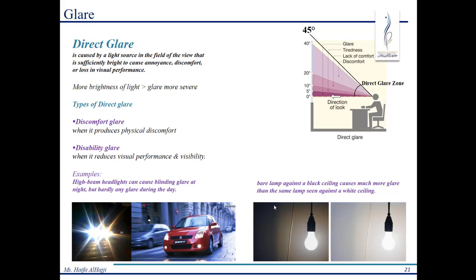Another thing we should also consider, for example, in this condition here, this lamp is causing glare in both conditions, but it's going to be more severe in this condition because the surrounding is darker. You have more brightness ratio. And this one is going to cause a less severe glare condition.